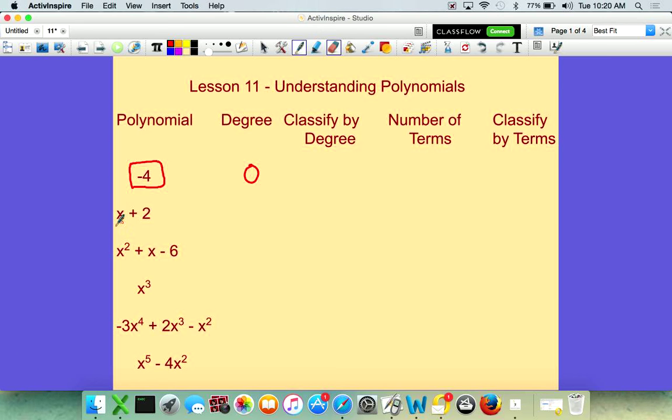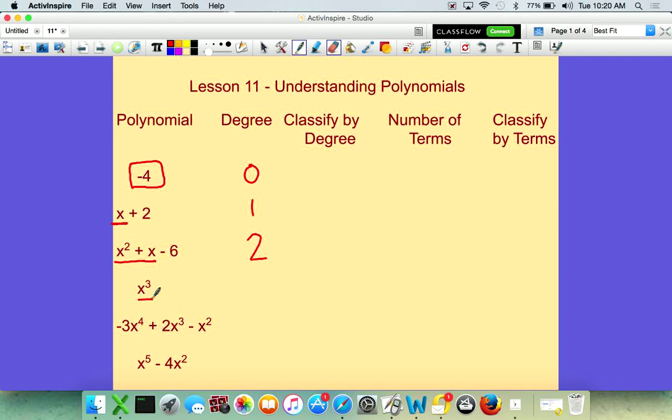For our next one, we do have a variable here. We're just looking at that variable. Since we only have 1, we don't have to worry about anything else. It's whatever the exponent is. So that exponent is 1 for that one. If you look at our next one, we have 2 variables. Well, that's fine. They're 2 different terms. We are always looking for the highest term. So we're not going to deal with the x. We're going to deal with the x squared. That is a degree of 2.